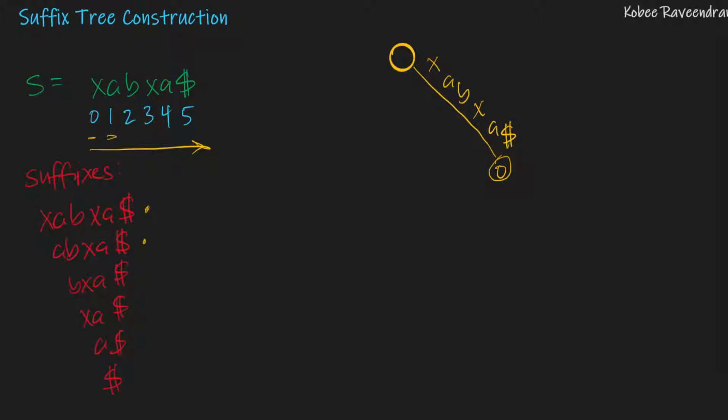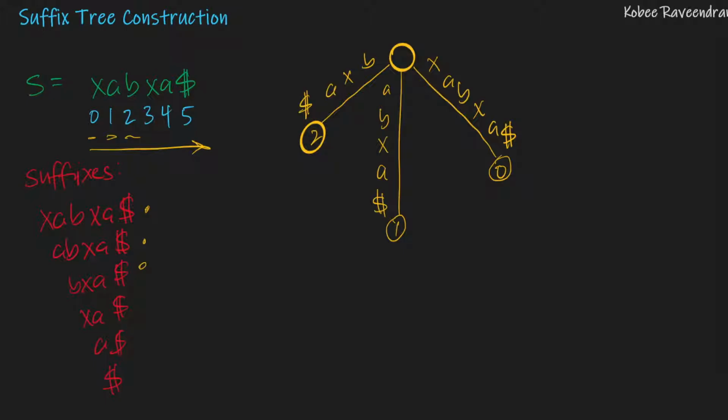Now we're on this suffix, so index 1. Again, we notice that there is no outgoing edge from the root node that begins with a, so we just make one. That gives us abxa$, and that one began from index 1. So now we move on. For iteration 2, we have bxa$, same deal. There is no edge that begins with b, so we just create one: bxa$. And that one began at index 2.